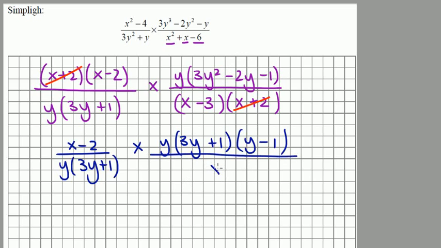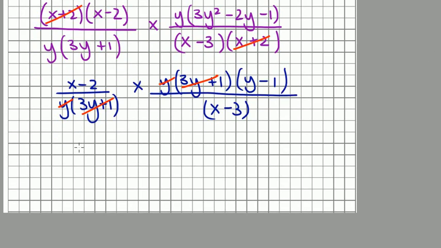And the bottom, I just had x minus 3. So again, looking at what I can cancel. Now 3y plus 1, I can also cancel the y. So my final answer, I get x minus 2, x minus 1 over x minus 3, and I'm done.